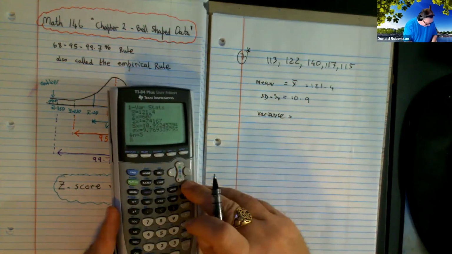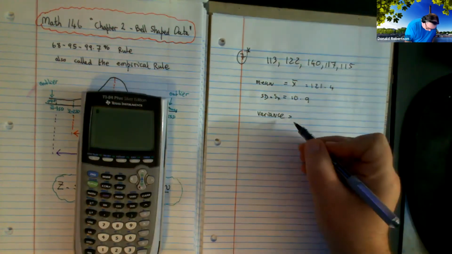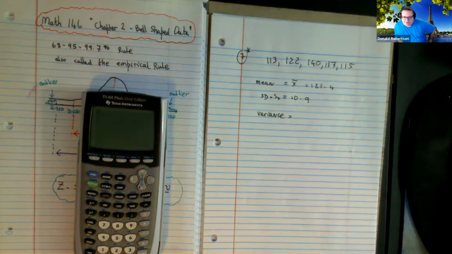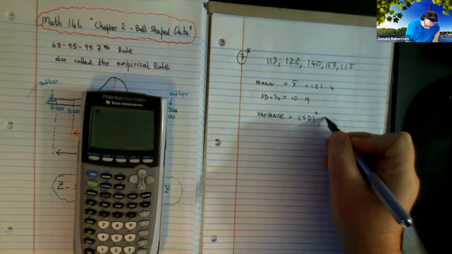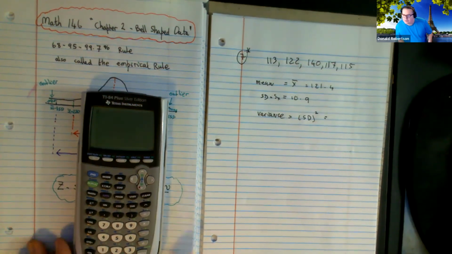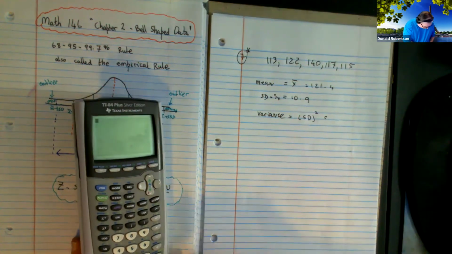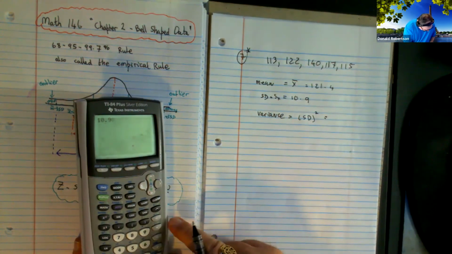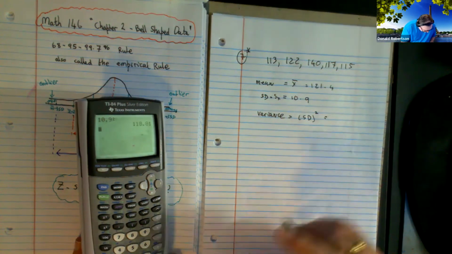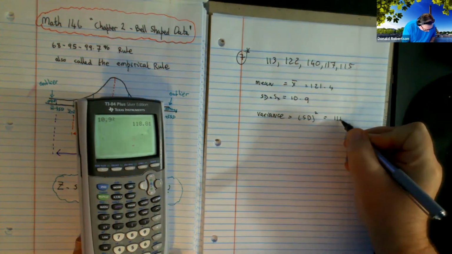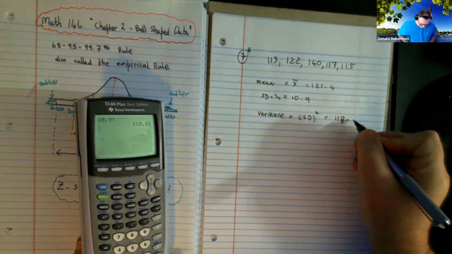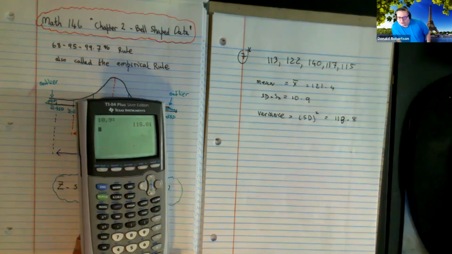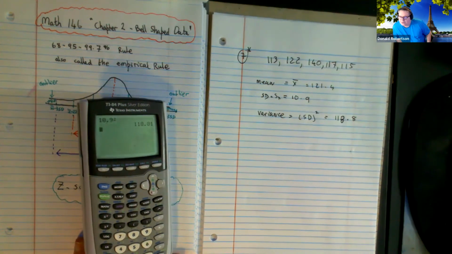And then the guy that we haven't seen. There is another measure of spread called variance. And the variance is simply just the standard deviation squared. So if you wonder what the heck is that, it's 10.9 and you square it. And that answer to 1 decimal place anyway is 118.8. So there are a couple of homework questions that ask you about variance. It's just that guy squared.